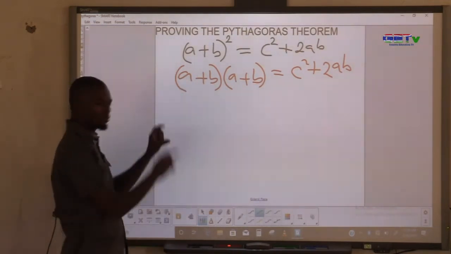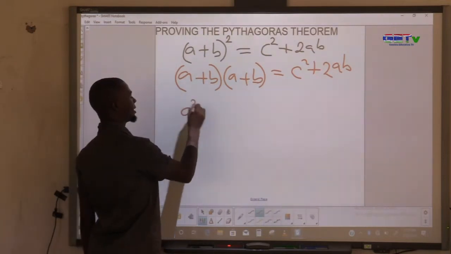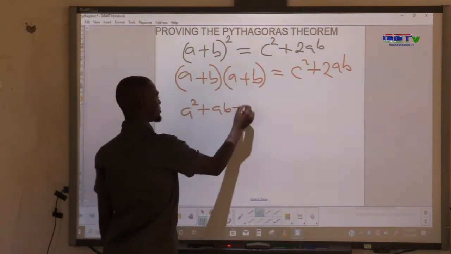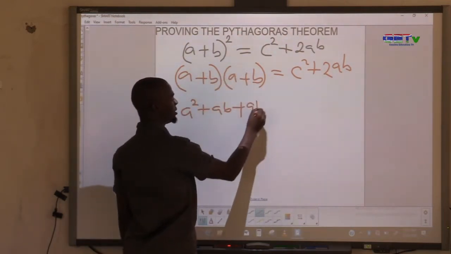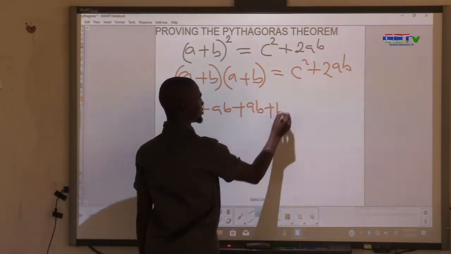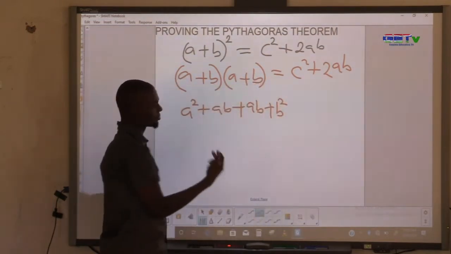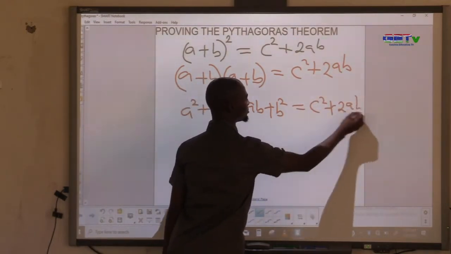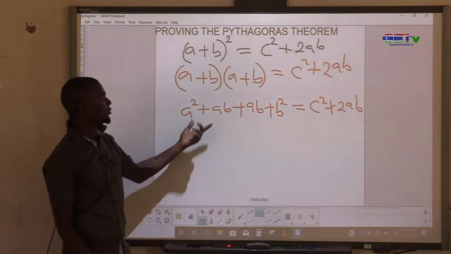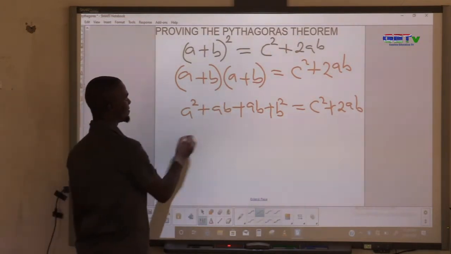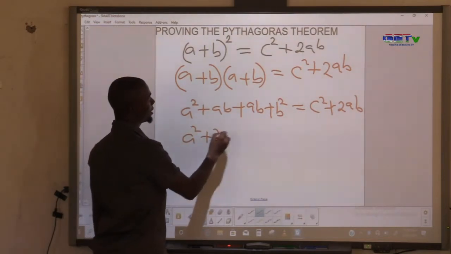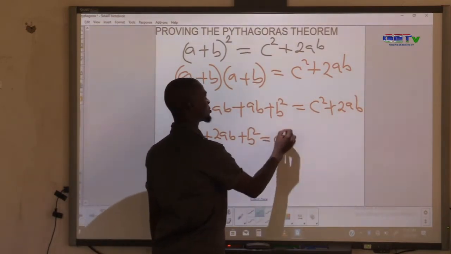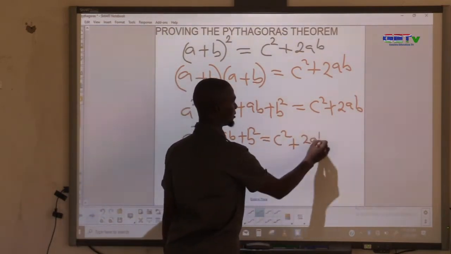After doing the work, if you simplify, you will have A square, that is A times A, plus AB, that is A times B, plus B times A, which is also AB, plus B square, that is B times B. This is equal to C square plus 2AB. If you collect like terms here, you will have A square plus 2AB plus B square. This is equal to C square plus 2AB.